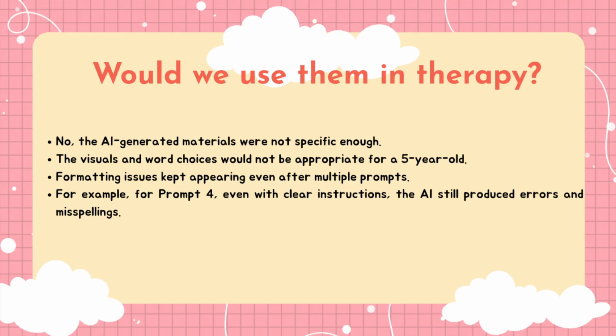For question E, we decided we wouldn't use the AI materials in therapy. Even though it tried to follow our prompts, the visuals and word choices just weren't accurate or appropriate for a 5-year-old. We kept getting formatting issues, mixed up minimal pairs, and even misspelled words. For example, when we asked for visuals for pairs like pair and fair or C and T, it still gave us the wrong words or images. So overall, the materials weren't reliable, and we wouldn't feel comfortable using them for Jonathan's goals.